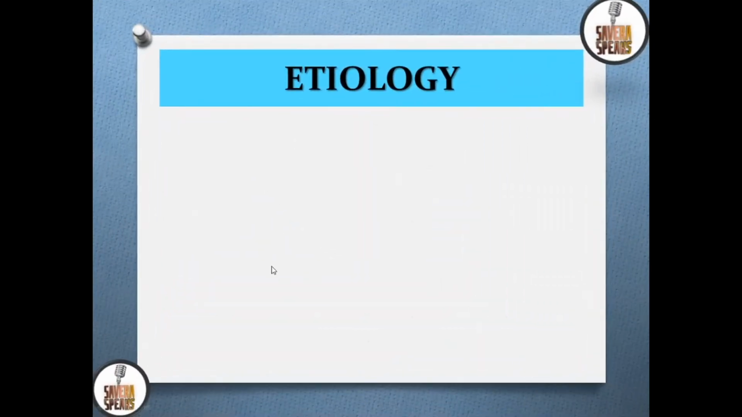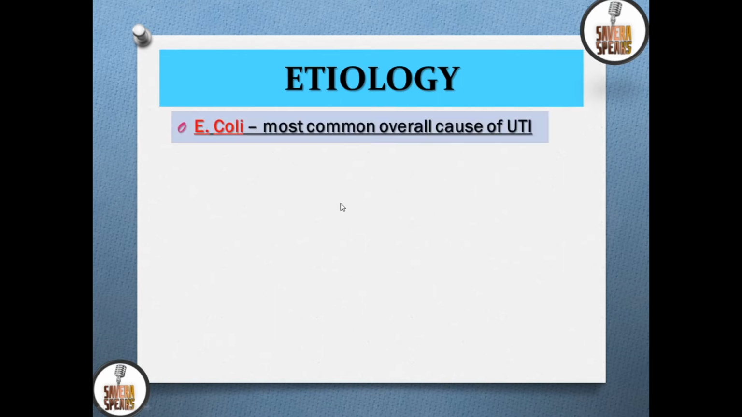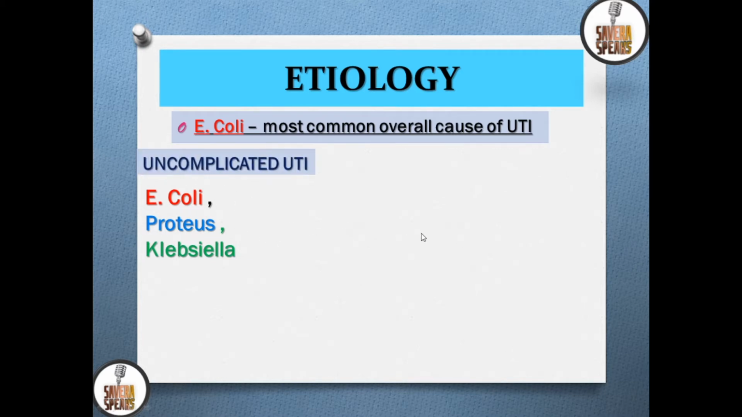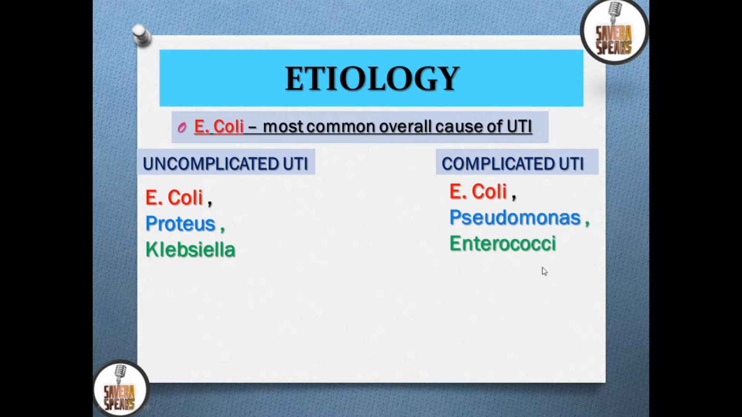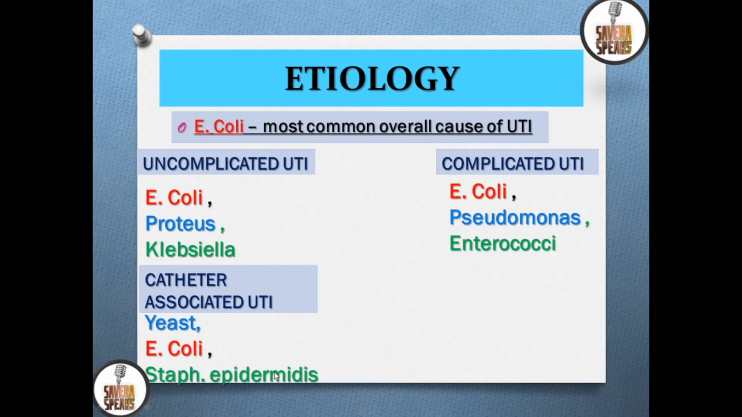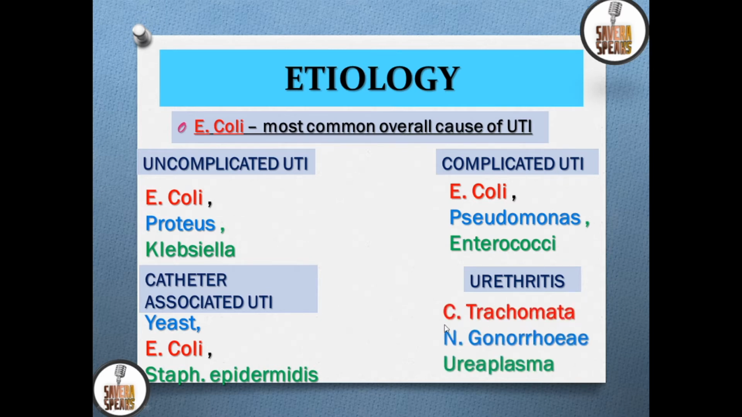Now the etiology. The most common cause of UTI is E. coli. Other than E. coli, there are Proteus mirabilis and Klebsiella, which are associated with uncomplicated UTI. And for complicated UTI, along with E. coli, there are Pseudomonas and Enterococci. These organisms can cause complicated UTI. The catheter-associated UTI is mostly caused by yeast and Staph epidermidis. And urethritis is mostly associated with sexually transmitted organisms such as Chlamydia trachomatis, Neisseria gonorrhoeae, and Ureaplasma.